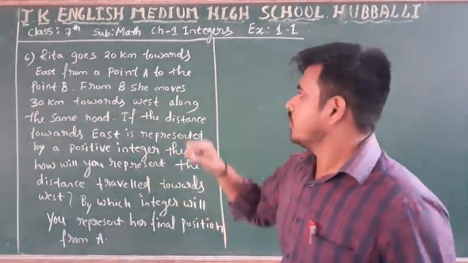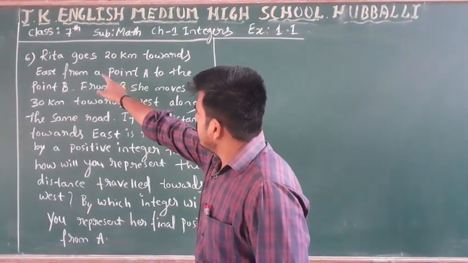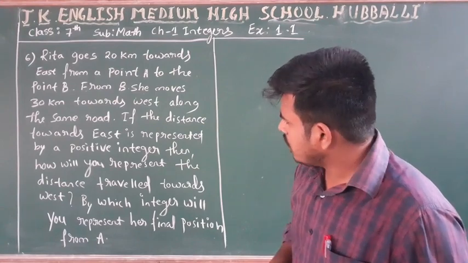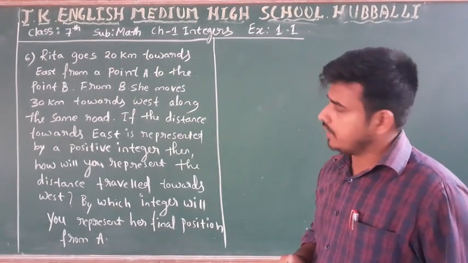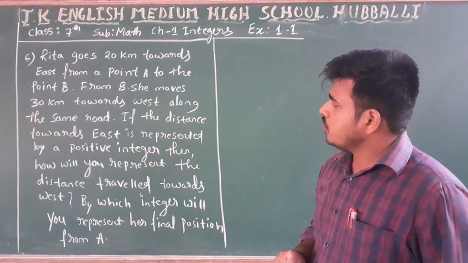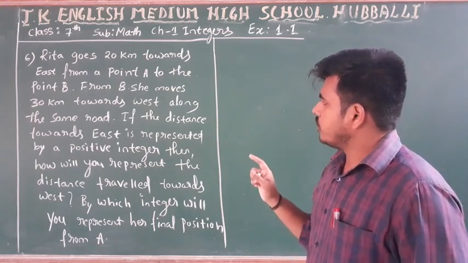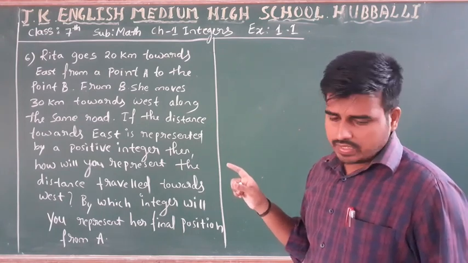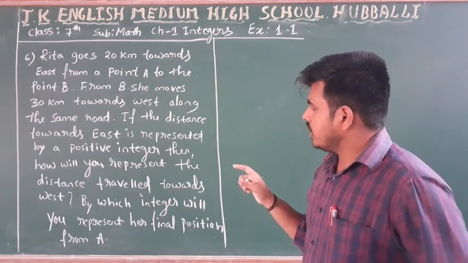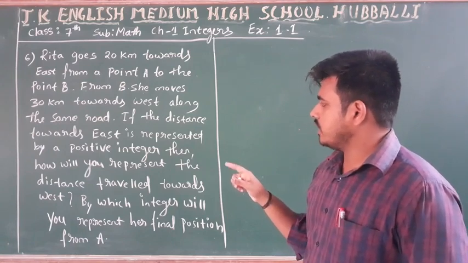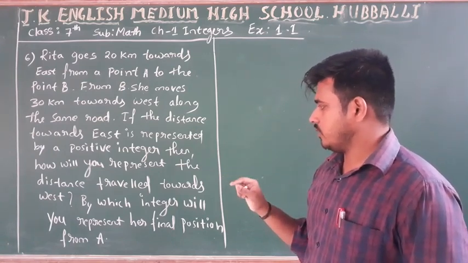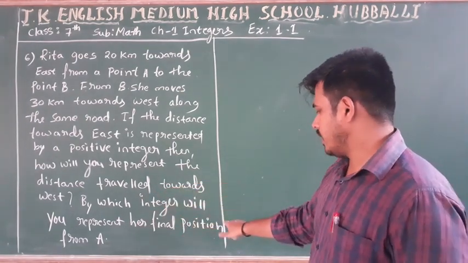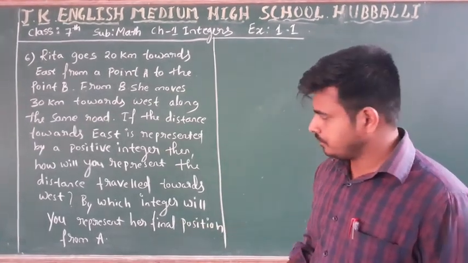Okay, I will read. Rita goes 20 km towards east from a point A to the point B. From B, she moves 30 km towards west along the same road. If the distance towards east is represented by a positive integer, then how will you represent the distance traveled towards west? This is the first question. Then, by which integer will you represent her final position from A?